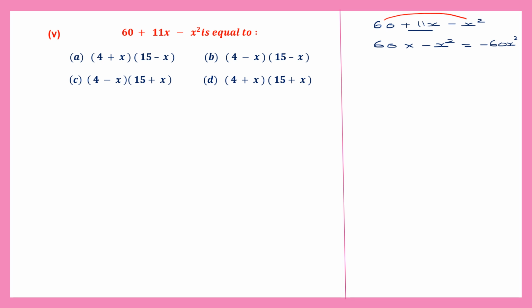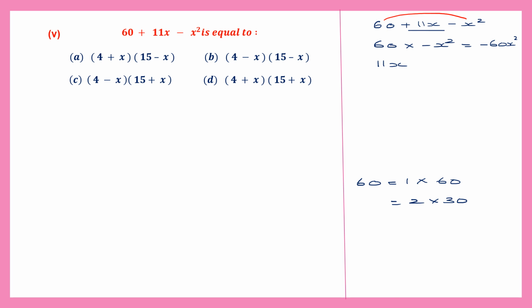Let's take the middle term, that is 11x. Now we need to think of two numbers. When you multiply, the product is this and the sum is this. So for that, let's take minus 60 or 60 and let's get all the factors of 60. So 1 into 60 will give us 60, but 1 plus 60, even if we change the signs, we will not get 11. Then let's go to 2. 2 into 30 is 60, but if you add up 2 and 30, you will not get 11.